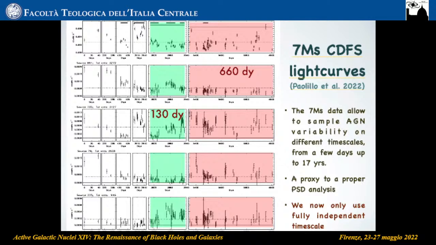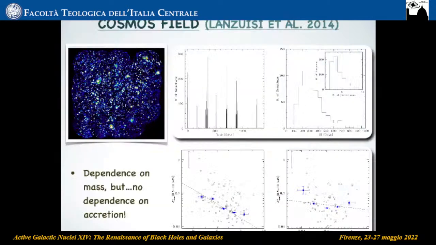Now, this is just one sample, the deepest one that we have, but to try to see if all AGNs behave the same way, we started putting together what we could find in the literature. And the other obvious choice is the Cosmos field, with the work done by Giorgio back in 2014, in which, of course, this sample has a much sparser coverage than the fantastic coverage of the Chandra Deep Field South, but has a much larger area and much better measured black hole masses.